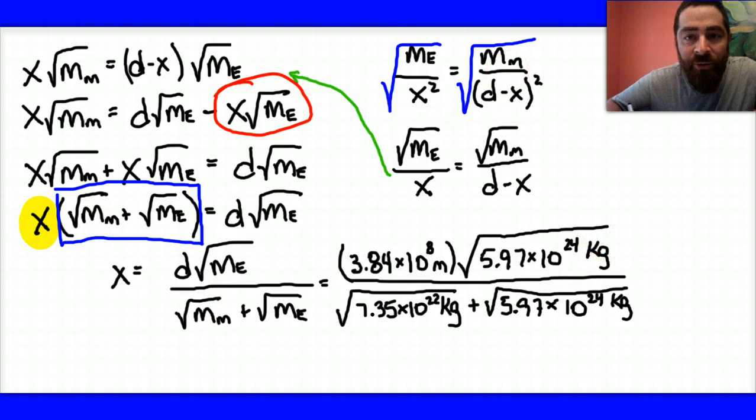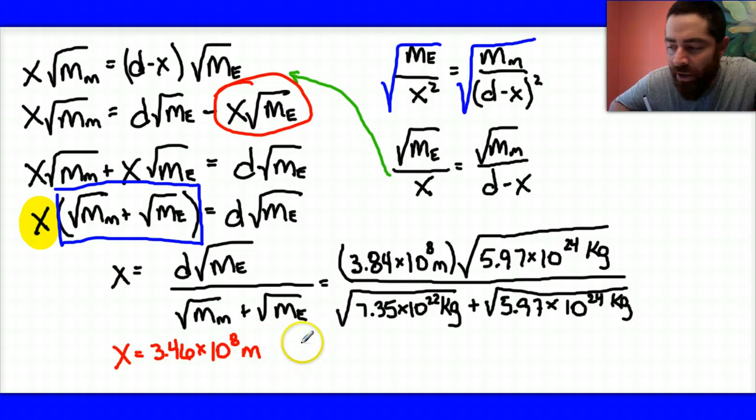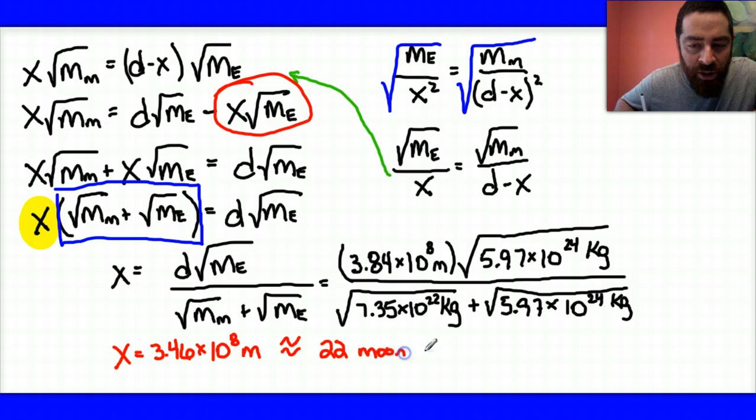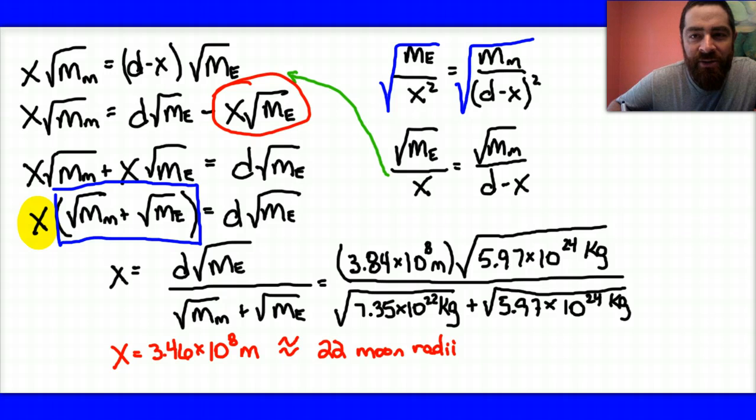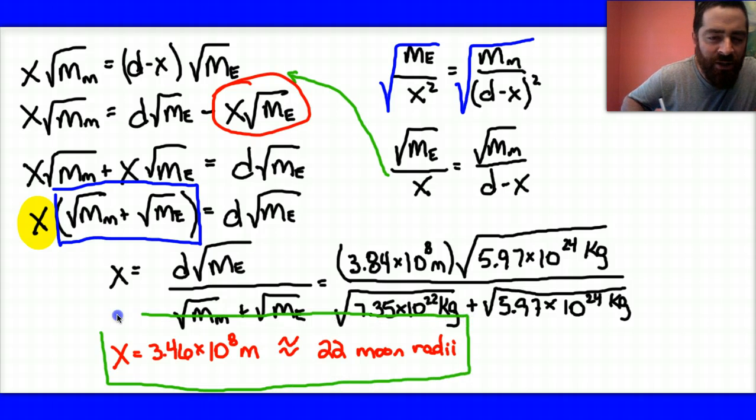Running that all through my calculator, I finally get this value for x, and that's equal to 3.46 times 10 to the 8th meters. And that is approximately equal to about 22 moon radii. So that is the solution to problem number 70 here in the green box from Giancoli Chapter 5.